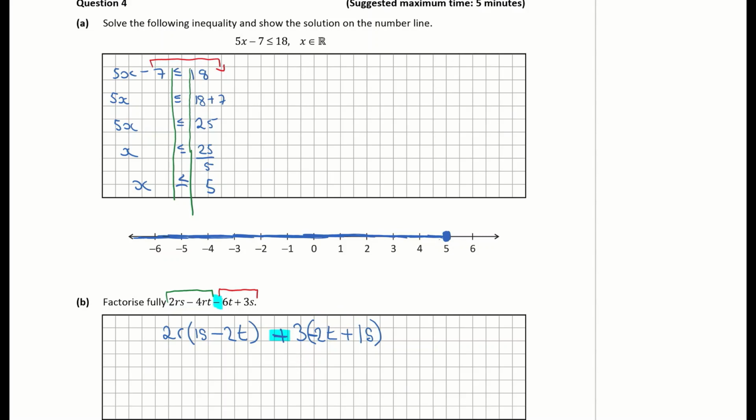I then need to finish up and put them back together. So I'm putting the 2 that are outside together, the 2R plus the 3 in its own bracket, and then I'm going to rewrite the bracket that I already have, which is 1S minus 2T. That's the same as, so we can rewrite that as well, as 2R plus 3 times minus 2T plus 1S. It's the same thing, but both answers are acceptable. So that's grouping.